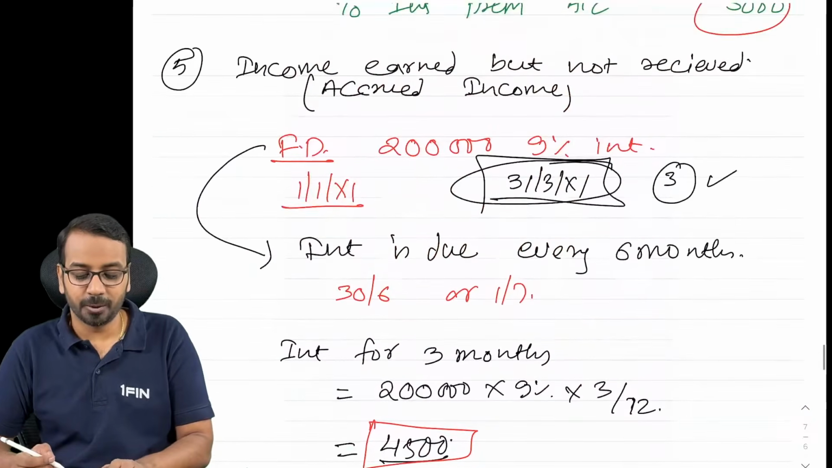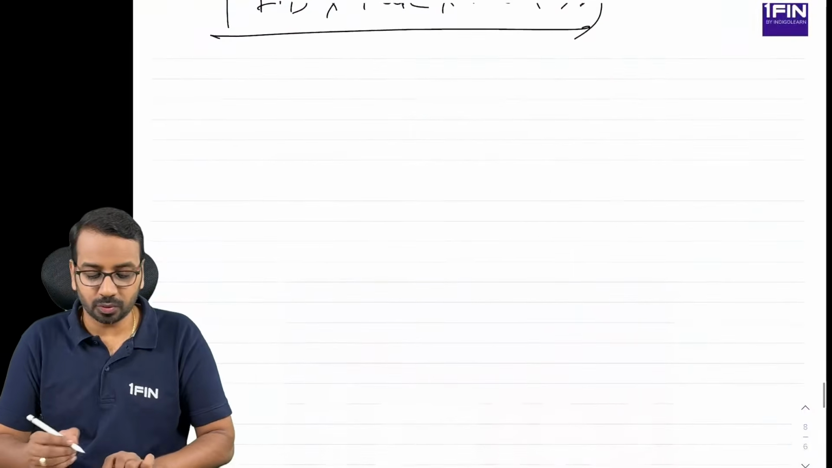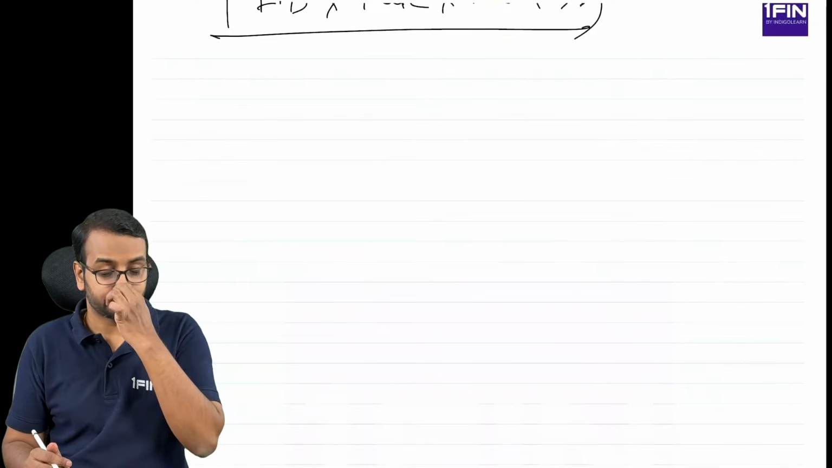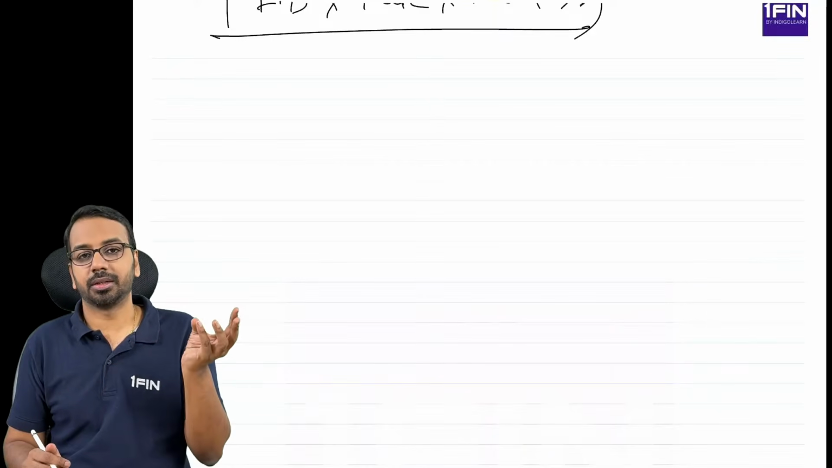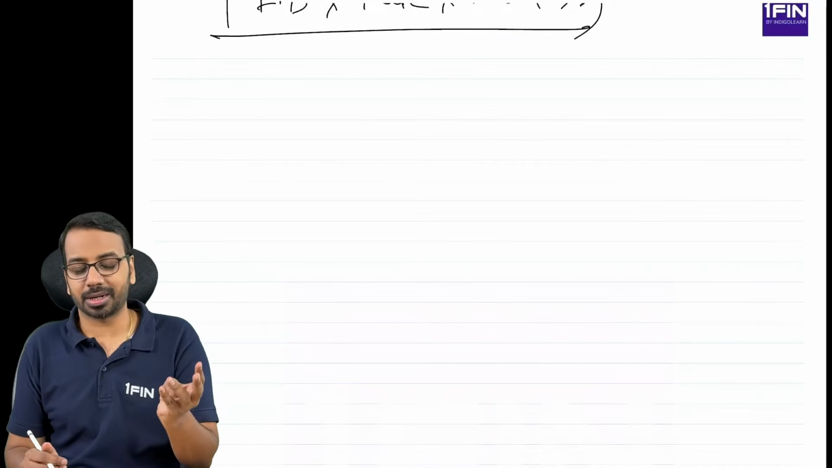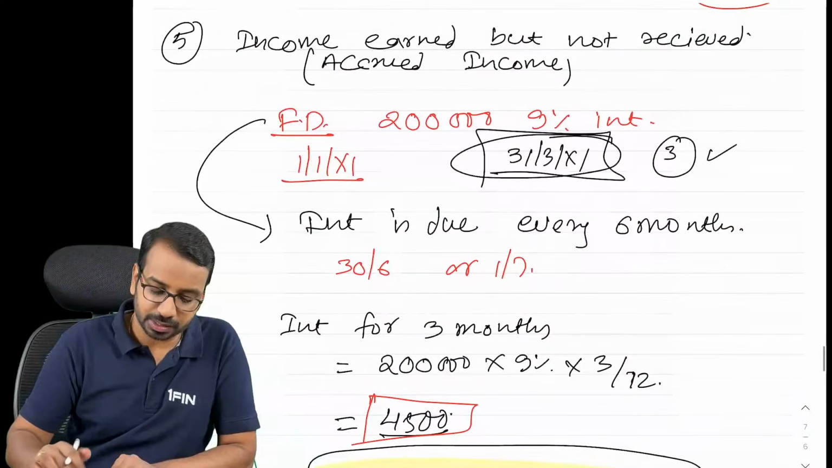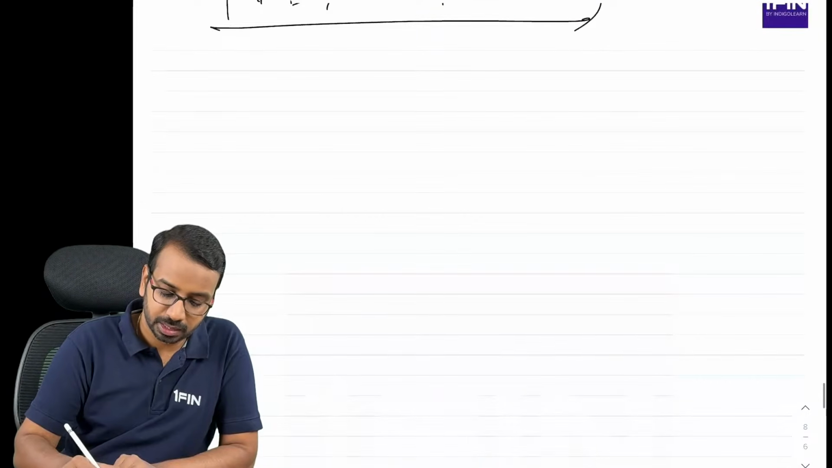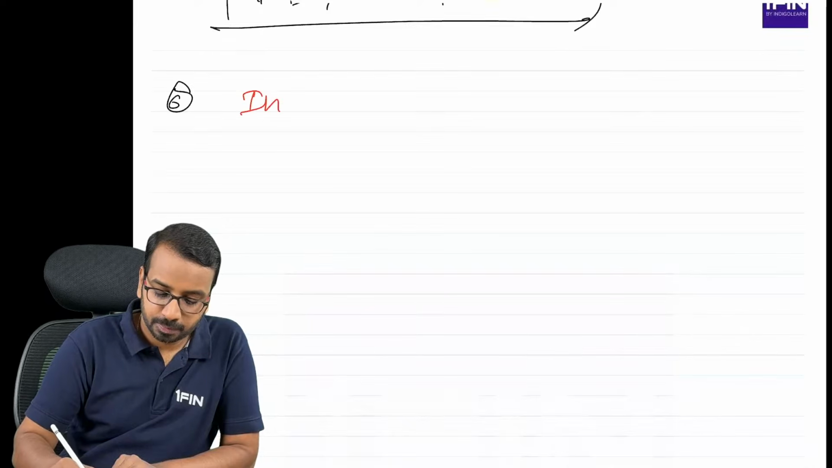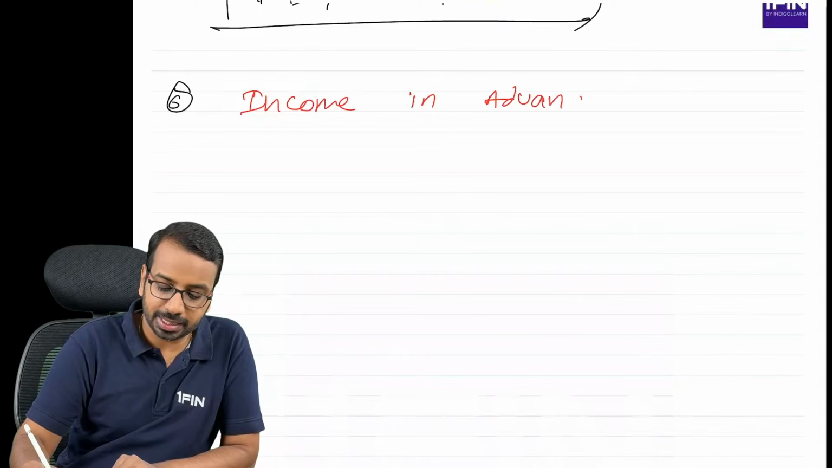So this is about income earned but not received. Sometimes what happens is, so we have covered expenses outstanding, expenses prepaid, income accrued but not received. Sometimes what happens is we receive income in advance. We receive income in advance. Sir, what is this income in advance?